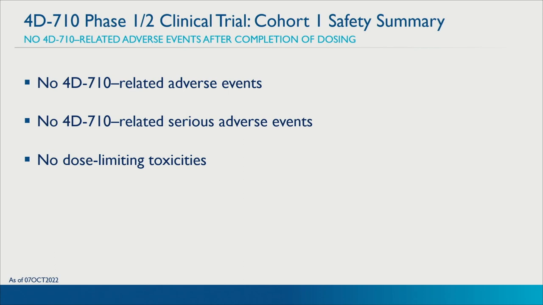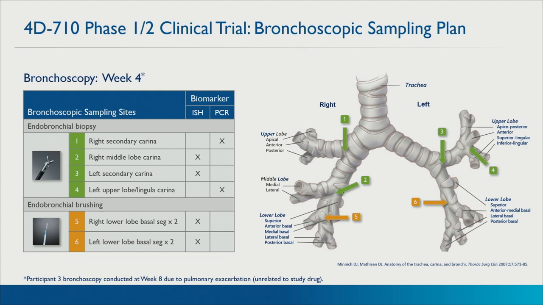So I mentioned that there was a bronchoscopy at day 28. One participant, in fact, had a pulmonary exacerbation that was thought not related to drug administration, so their bronchoscopy was postponed until week 8. So what was the bronchoscopic sampling plan? I've shown it both on the left in the table and on the right in the figure. So we were doing endobronchial biopsies in the right middle lobe and middle lobe carina, on the left as well, and then brushings were occurring in both lower lobes in the basal segment, again depicted also in the figure.